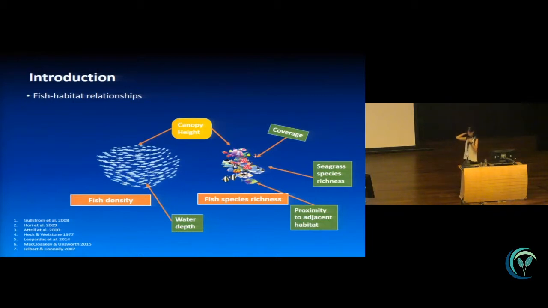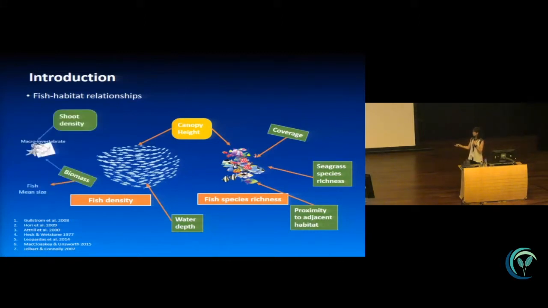Maybe you can hear me clearly. Okay. Besides that, some other studies also found that shoot density influences macroinvertebrates. These macroinvertebrates are also important food for the fish in the seagrass, and biomass of the seagrass also influences fish mean size. But I'm particularly looking at this area here.